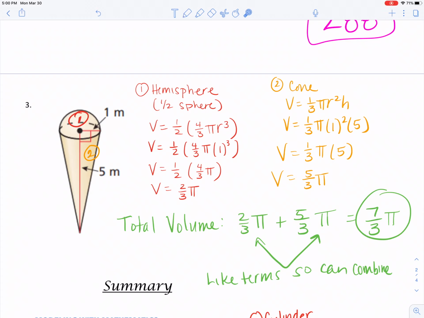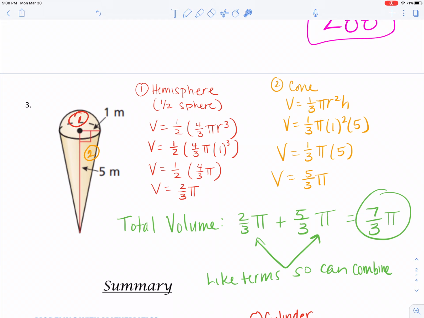Okay. Now it's a hemisphere on top of a cone for number 3. Hemisphere formula is not on the sheet, but you have to know that when they give you a hemisphere, which is a half sphere, you're just going to take 1/2 the volume of the sphere with the same radius. So I wrote the volume formula for the hemisphere with 1/2 and then inside parentheses the volume of the sphere formula from the reference sheet.